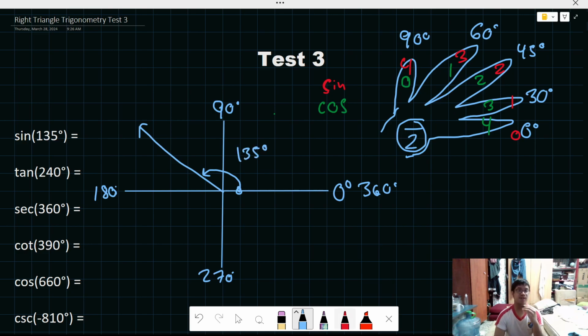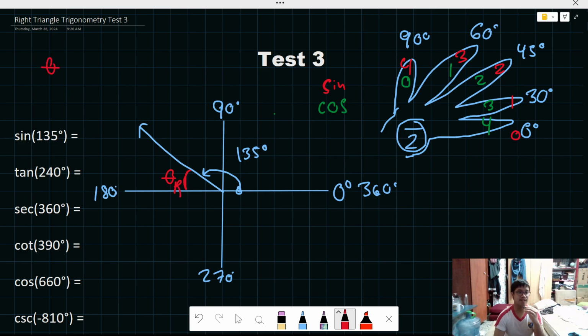Now let's find the reference angle. The reference angle is basically the angle here, the acute angle in a given angle. So this one is our reference angle. To get the reference angle, it depends on the quadrant. It is in the second quadrant, right? So let me just put R here.